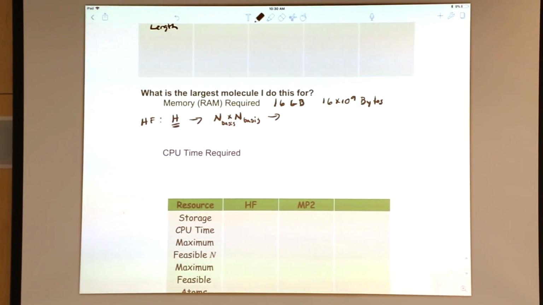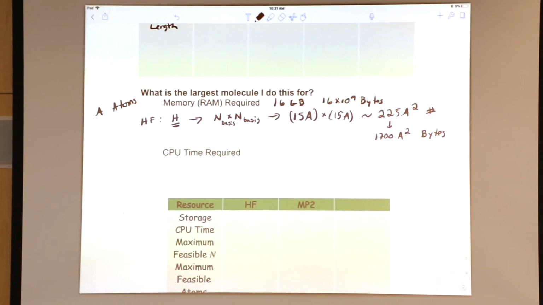Let's say that we have A atoms. So A is the number of atoms we have. Then the number of basis functions we have: last time we figured out that a DZP basis, which is a decent size basis for carbon, had 14 basis functions per carbon. I'm just going to round to 15 because it's easier math. So that means that the number of basis functions is 15, roughly, times the number of atoms. So there's 15A times 15A things that I need to store to get this matrix. And that means I need about 225A squared numbers. So these are how many numbers I have to store. And then I have to know that each number, I'm usually storing these in double precision, so each number requires 8 bytes in double precision. So that means that I have something like 1700 A squared bytes to store that object.